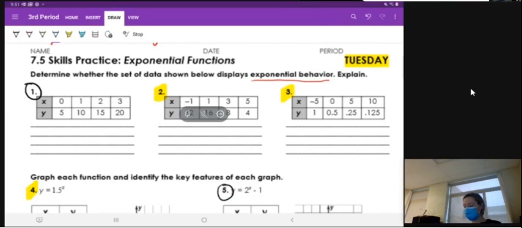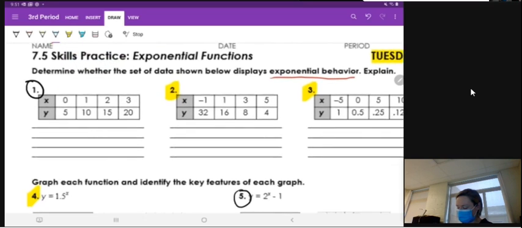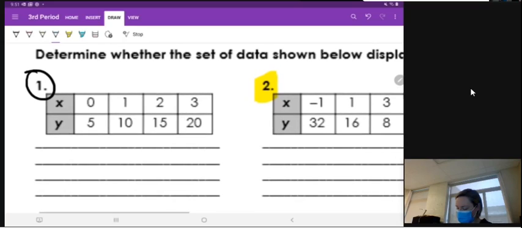Okay, so the instructions for numbers 1, 2, and 3 say determine whether the set of data shown below displays exponential behavior. And then we need to explain our answer in words. So first we're going to look at our x's. For exponential behavior, our x's count up by an additive pattern. So notice as we go from 0 to 1, from 1 to 2, and from 2 to 3, we're just adding 1 each time. So our x pattern is plus 1, plus 1, plus 1.